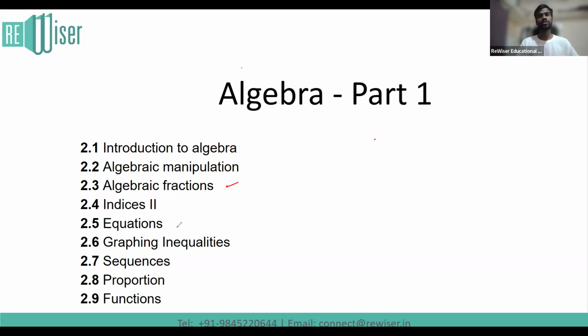Here we are not going to talk about the graphing, just inequalities with 2 variables. We are also going to talk about the number line and so on. Then we have the sequences. Under sequences and series, we have arithmetic and geometric series. Then a few questions on proportions. Under proportions, we have inversely proportional and directly proportional, and we have functions. So we are briefly going to look into these things.